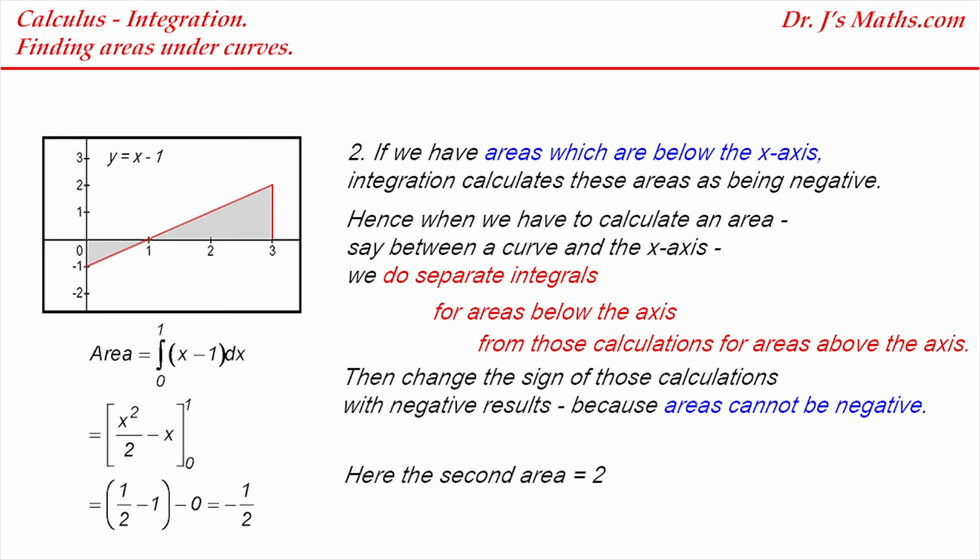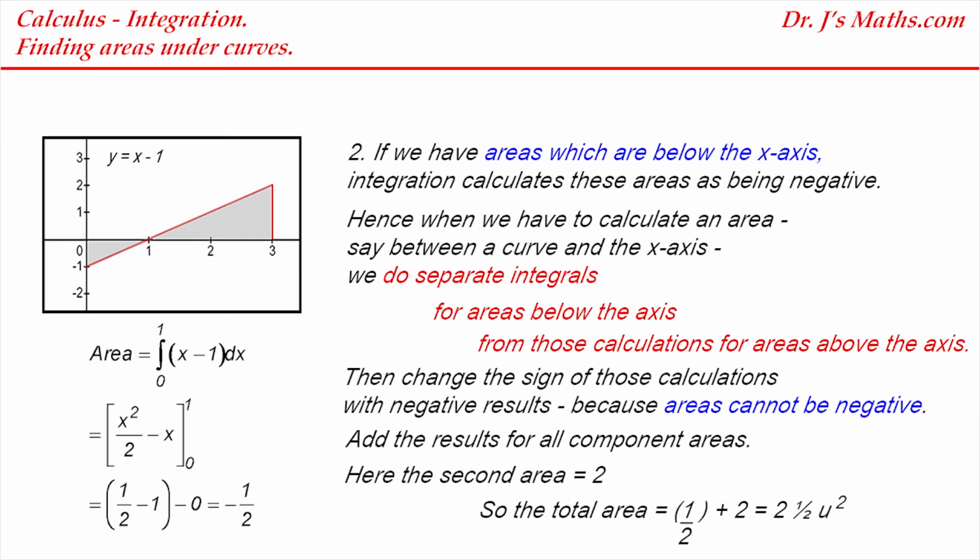Now, to be able to get the total area between y equals x minus 1 and the x-axis, I would have to change the minus a half to a plus a half and then add them together. So it's a half plus 2 units, which gives me 2.5 units squared. So nice and straightforward.